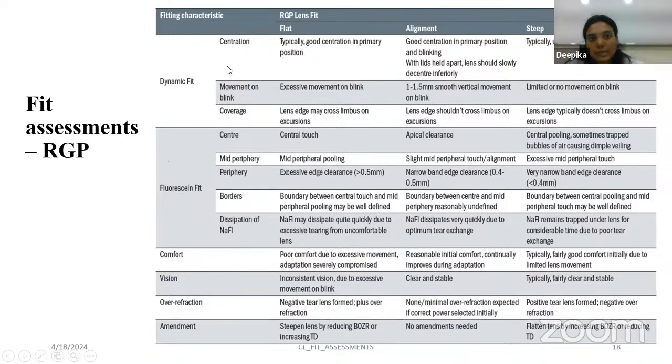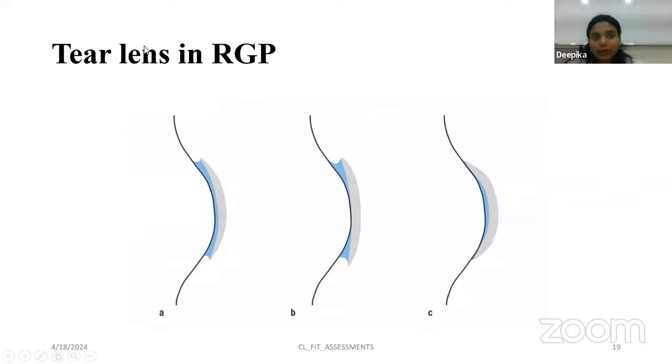In dynamic view, we will see centration, movement on blink and coverage. In the fluorescein field, we will see the center, mid periphery, borders and displacement of the lens. Comfort and vision, over-refraction and movement are seen through the lens. This is the tear lens in RGP, where the first one has central touch, then we have a peripheral touch, and the next one is central clearing.